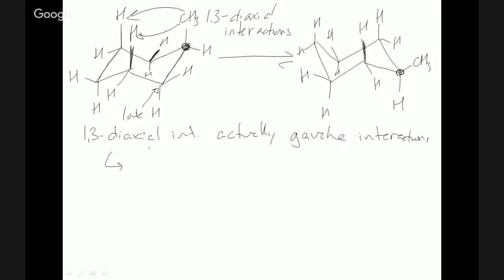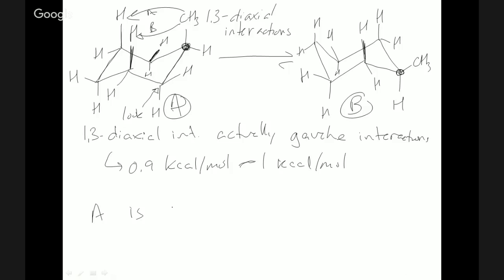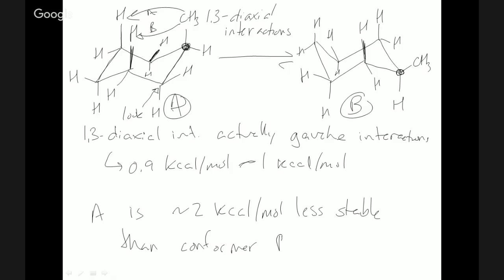Of these 1,3 diaxial interactions, there's two of them here, A and B, let's call them. Each one is 0.9 kcals per mole. Okay, it's about a kcal. 1 kcal. That's an important number. I think just memorize it really for your information. But it's 1 kcal per mole, which is significant. Okay, so therefore, let's label these A and B. A is about 2 kcals per mole, technically 1.8, less stable than B, conformer B. Okay, that has implications. It comes out to be about 95 to 5, B to A. Okay, so let's show a few examples.